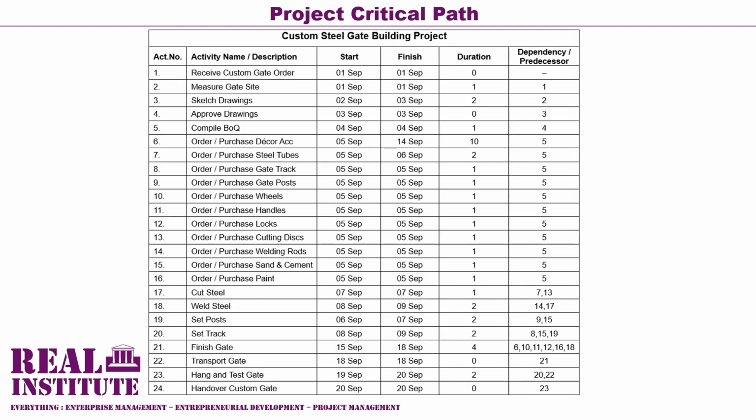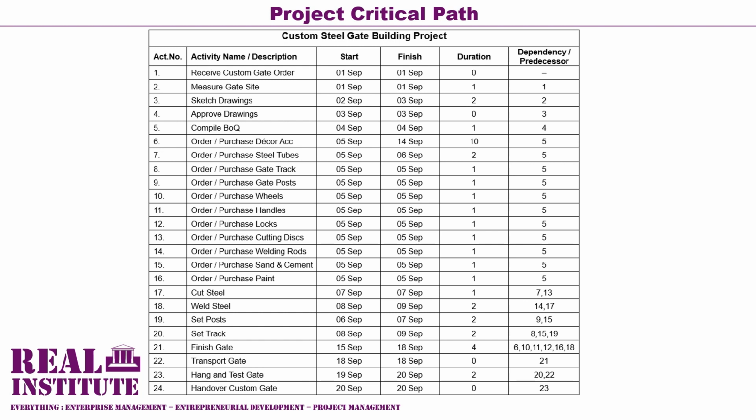As you can see in our example of a project of building a custom steel gate, the activity of receiving the custom gate order from the customer and the handing over of the completed custom gate to the customer are milestones. They are significant symbolic points in the project. So are the activities of approving the gate design sketches and transporting the custom gate to site. They are instantaneous activities that do not warrant an allocation of time or duration. Hence, they are allocated zero durations because they are regarded as events.